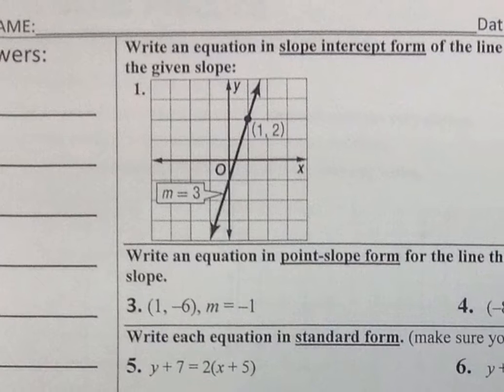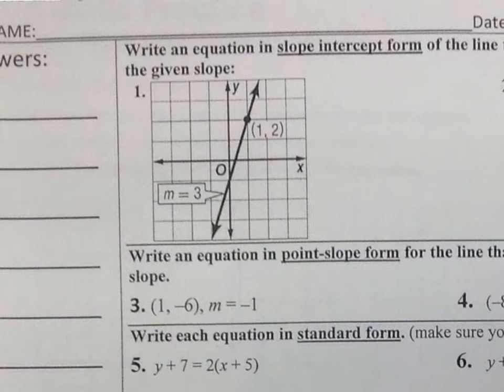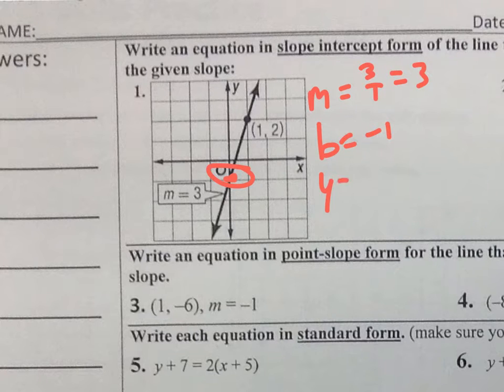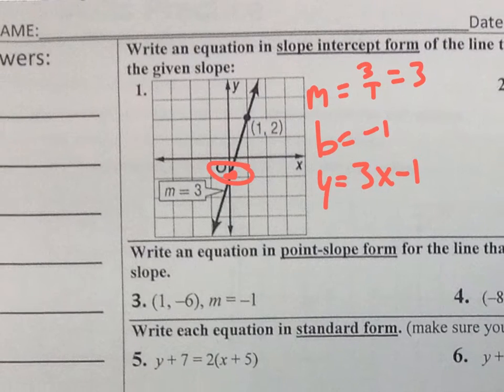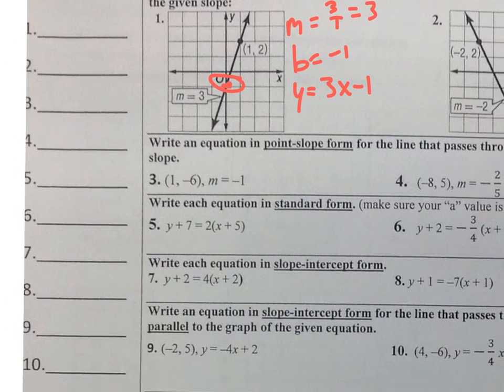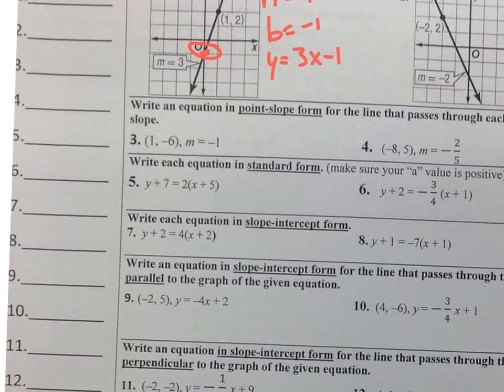So let's look at number 1. It says write the equation in slope-intercept form. Okay? So what do we need? We need a slope. We need a y-intercept. And the slope, you could clearly see from here to here is up 1, 2, 3 over 1. So the slope is 3 over 1, which is just 3. And the b value happens to be at negative 1. You can see that right there. So your y equals mx plus b equation is y equals 3x minus 1. Everybody should get that right, okay? So it's going to be almost identical to last week's quiz, so please review last week's quiz.